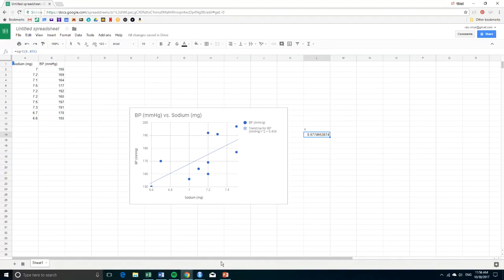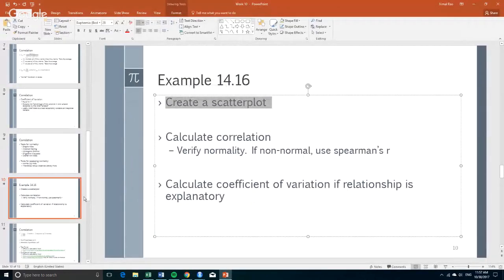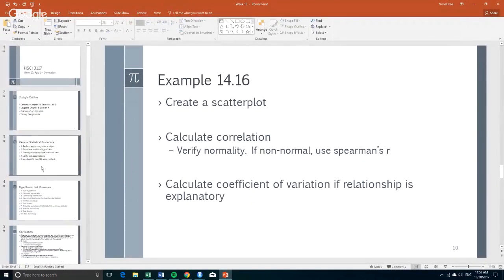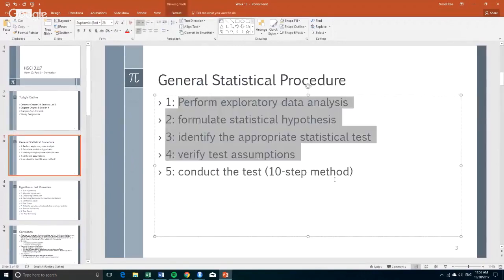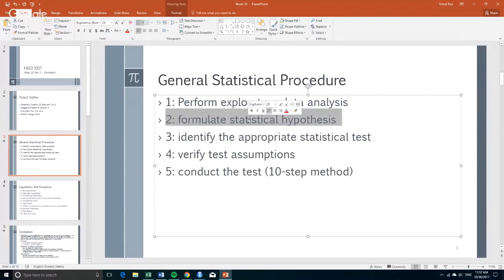And if you don't remember the steps of what we need to do, that's okay. Especially when I start doing the statistical test, you can look back to the steps. So I said, first thing, we're going to create a scatter plot. Maybe even before that, I want to see what my 5 general statistical procedures are. So first is perform exploratory data analysis. Okay, that's what we just did. Formulate a statistical hypothesis. We just did that. That's what we said: it looks like the data is correlated. It's got a moderate positive relationship.